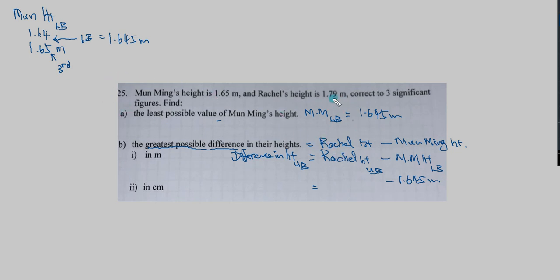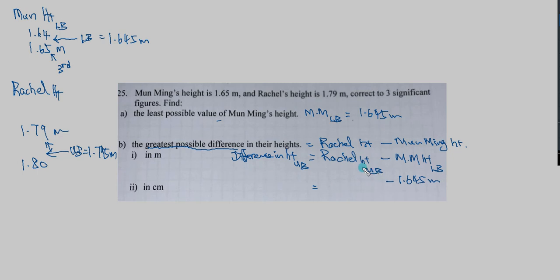Okay. Now let's look at Rachel. Rachel's height is 1.79. Now you want the third significant figure, which is 9. Okay. We are looking for the upper bound. So the upper bound is, what's the number after this? So it's 1.80. So the upper bound will be the average of these two, which gives you 1.795 meter.